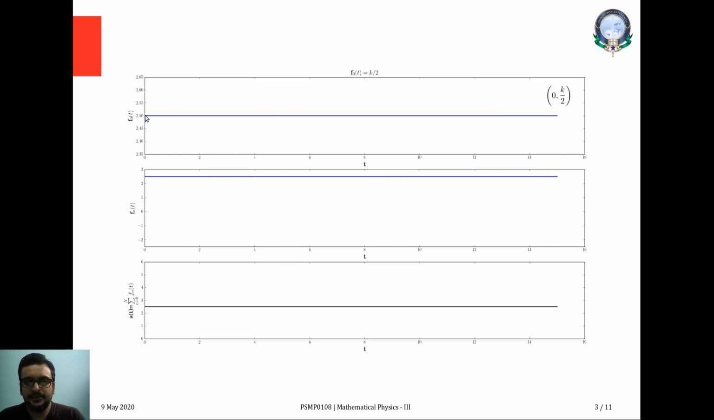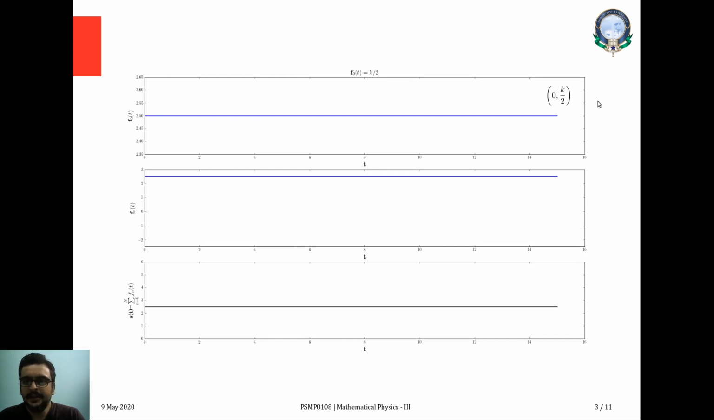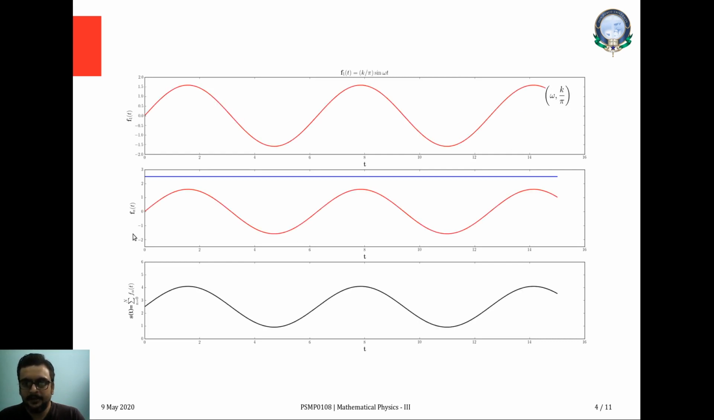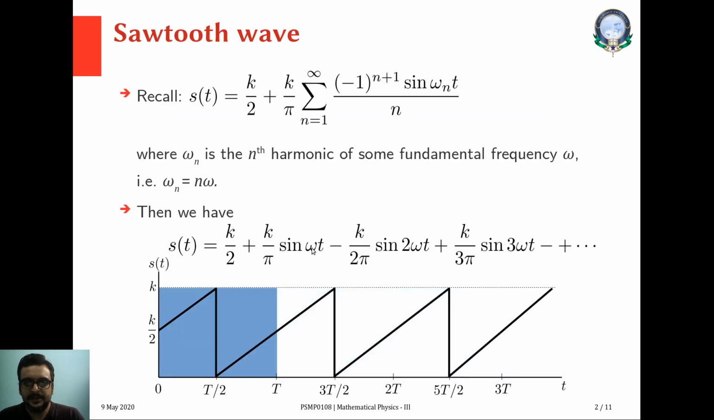What is the amplitude? In this example I have taken k to be equal to 5, so here you can see this is 2.5. That means the value here is k by 2. The value that it takes everywhere is k by 2. So this is your amplitude and this is the frequency. It's a constant wave, meaning it has zero frequency and an amplitude of k by 2. Now, the second term that we have is k by pi sine omega t. The second term, k by pi sine omega t.